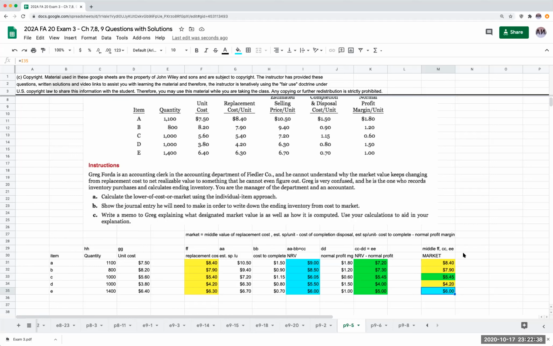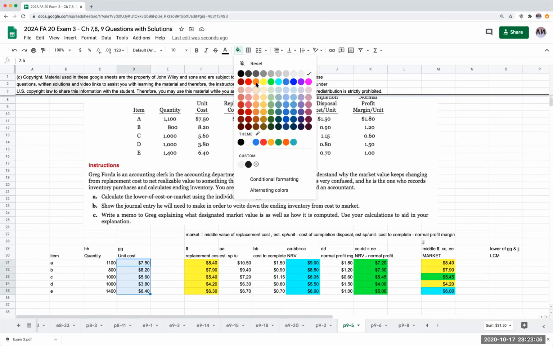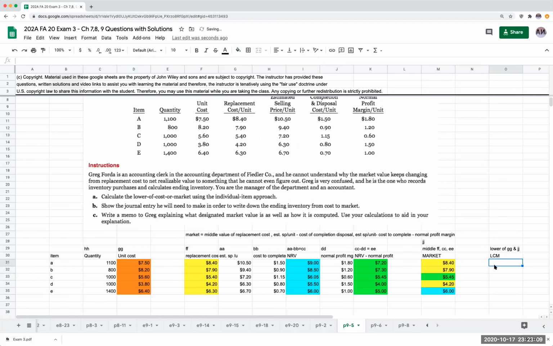Now that I have market, I need to determine LCM, which is the lower of market, GG, and cost, which we'll call JJ. The lower of cost or market, and we'll use yet another color for this one, orange, is going to be the cost of $7.50. So this one's the big winner.